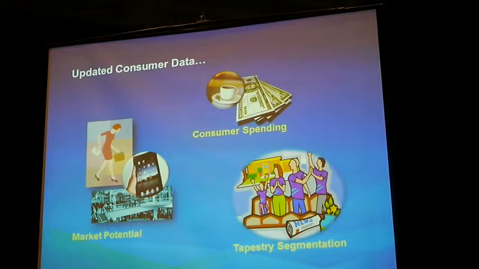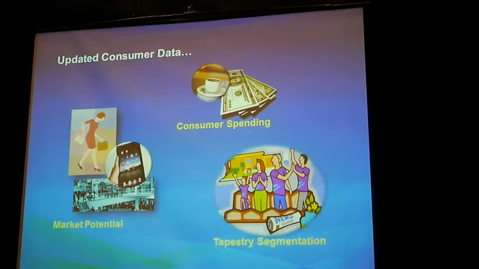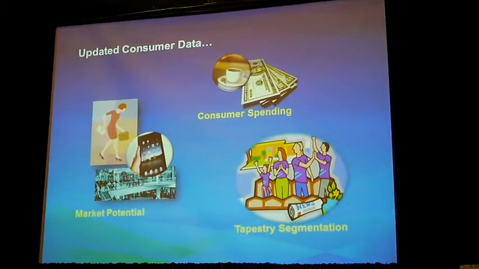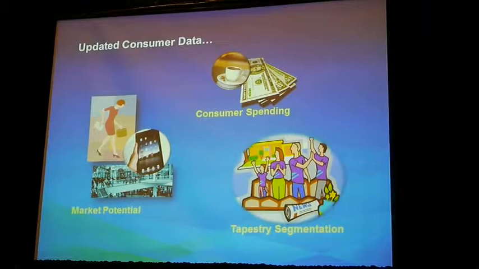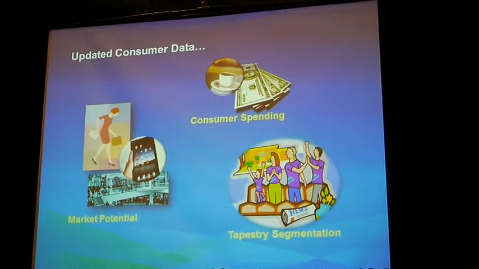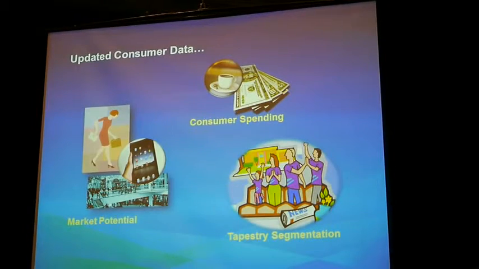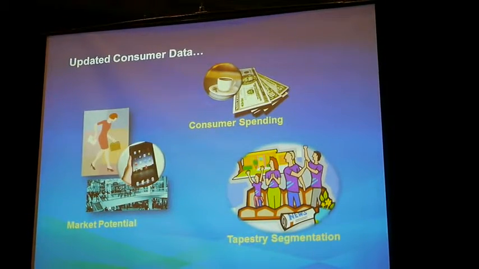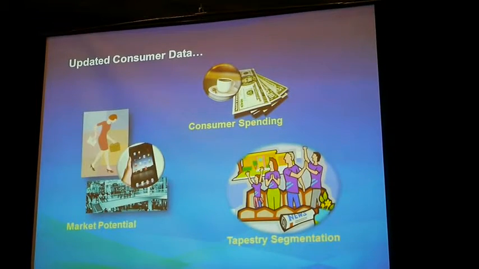We also updated market potential. This is another survey type database. The survey comes from GfK MRI, formerly known as MediaMark. And they collect information on what people like to do, what shoes they buy, what theme parks they visit, what cars they drive, etc. And we use Tapestry segmentation to model that data out to the US as well. So this is a 2011 release.